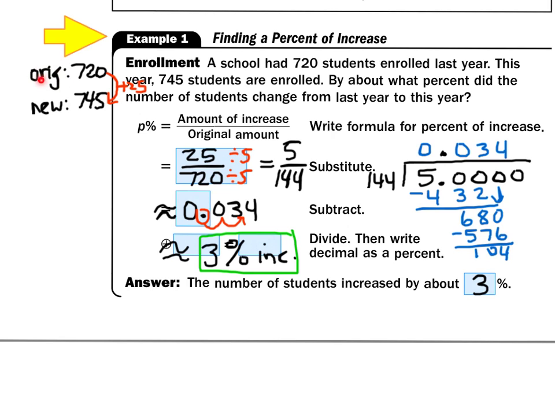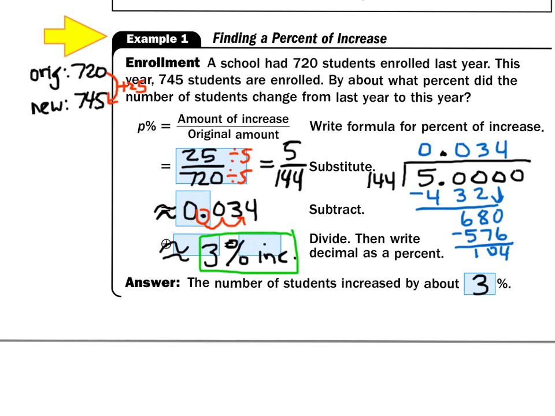Okay, I like to set up the original was 720 over the new, which was the 745. So if you noticed how much it changed, the population went up. It increased by 25. So we would put 25 over the original amount, which was 720, and write it as a fraction. And then try to reduce that fraction, so I divide both the top and the bottom by 5, and so I get 5 over 144.